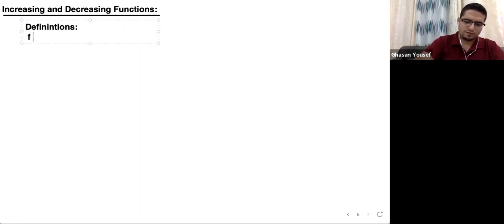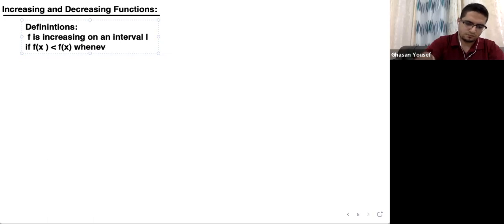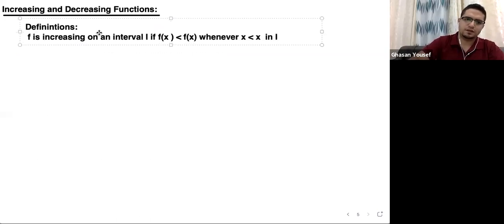The function f is increasing on an interval I if f of x1 is less than f of x2 whenever x1 is less than x2 on the interval. This is the first definition, increasing.